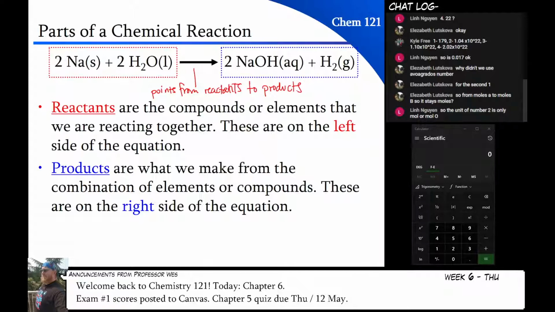Generally speaking, though, if I have a backwards arrow, it is accompanied by a forwards arrow, and it would look something like this, where I have a reaction that goes in both directions. And so we'll see that in Chapter 8 and 9.